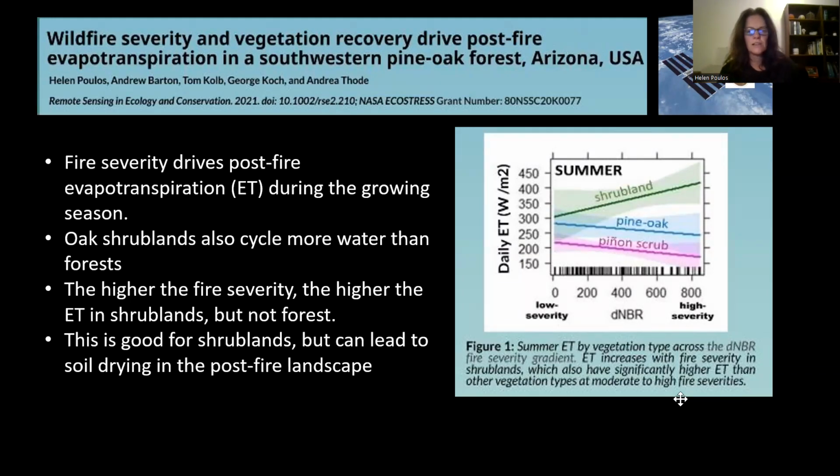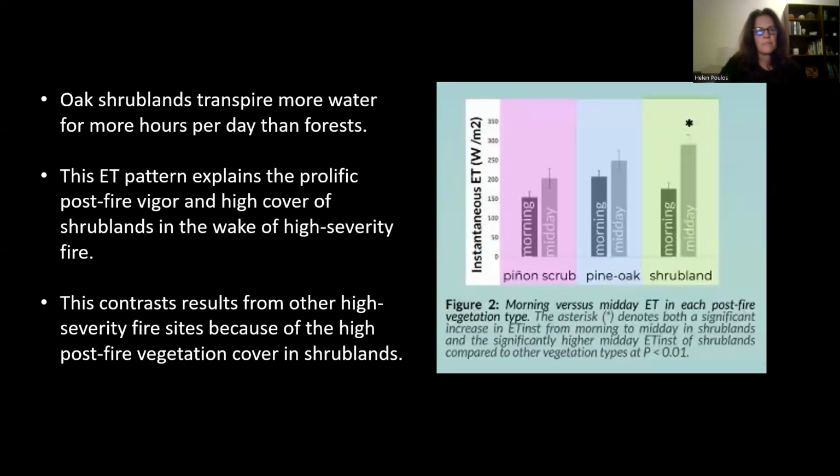And that actually has a lot to do with the rapid recovery of shrublands, creating this continuous forest canopy, or shrubland canopy, with high ET. So this is really good for shrublands, but it could really lead to a lot of excessive soil drying across the landscape if we have these big conversions from intact pine-oak forest to oak shrublands that are dominating the post-fire landscape. We also see that they transpire more water for more hours per day than forests.